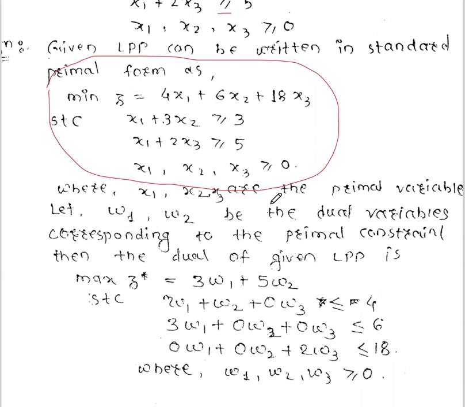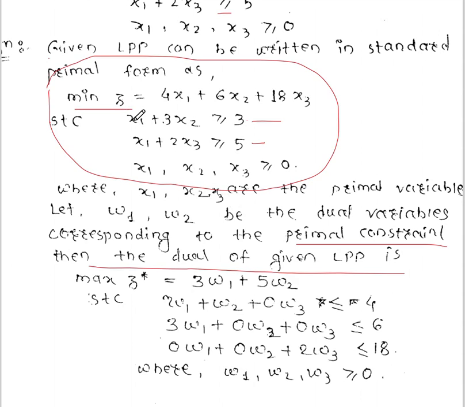Now we have to identify the dual variables. How many constraints? There are two constraints, 1 and 2. So W1, W2 are the required dual variables corresponding to the primal constraints. Then the dual of this problem can be written as follows. This is minimum, so the dual is maximum Z star. So 3 and 5 become the objective function coefficients. This column will become a row, that is 3W1 plus 5W2, subject to constraints. This column will become the second constraint.